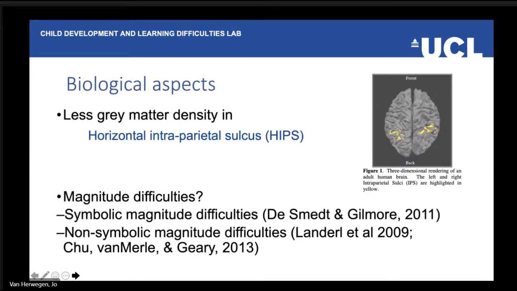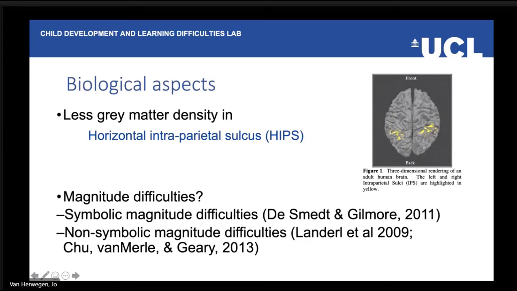The other difference is that we know for children with developmental dyscalculia that there are biological differences. These differences show themselves mainly in the density of grey matter in the brain, in the HIPS, the horizontal intraparietal sulcus, which is about the yellow area that is highlighted here. So this is the back of the brain over here, and this is the front of the brain, and this is where the HIPS is placed.